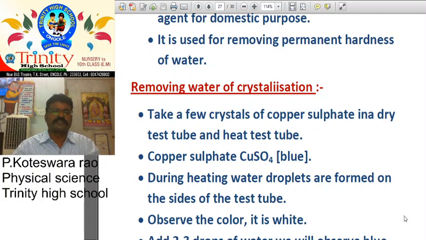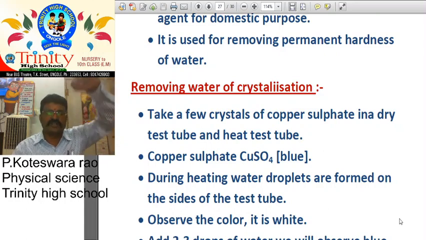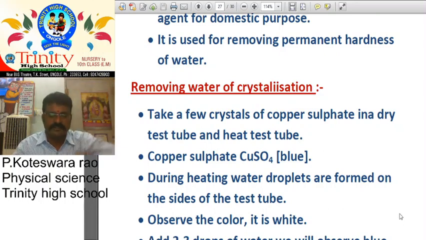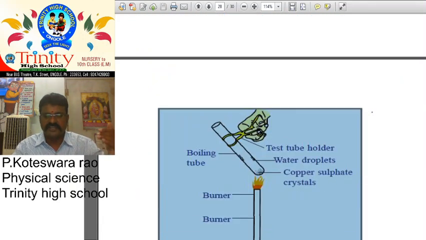For that, we already conducted one experiment. Take a few crystals of copper sulfate in a test tube or a boiling tube. Hold it with a test tube holder, and heat it with the help of a Bunsen burner. You can observe copper sulfate's initial color is blue. After heating, the color changes into white, and you can observe on the walls some water molecules present. Next, if you add 1 or 2 drops of water to that white crystal, it reproduces the blue color. So a fixed number of water molecules are contained in any salt.